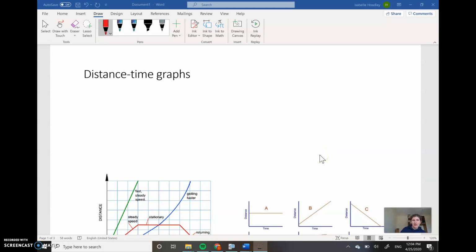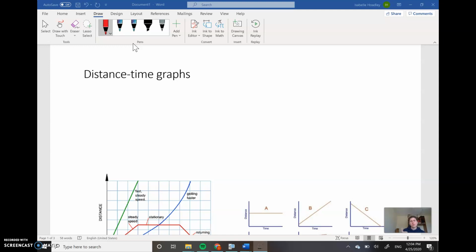What we are looking at today is distance time graphs, and this is the very last thing that we have to cover in the lead up to your exams. So very last thing, we're going to do it today, finish it off Monday, and then we're going to start revising by Thursday.